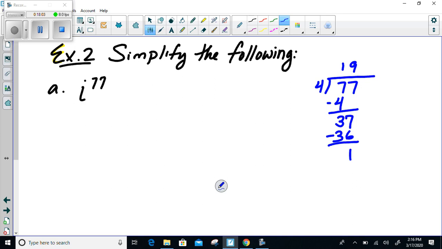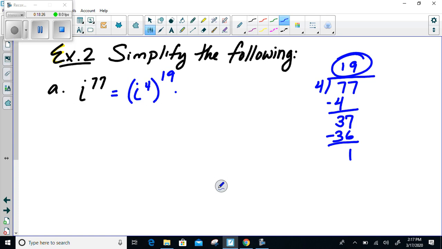So what that tells me is that this thing is actually, and this is what's so epic about this, we'll write this out in extended form. That's actually i to the 4th, and I've got 19 of those, right? i to the 4th to the 19th power times my remainder. This is using the division algorithm.